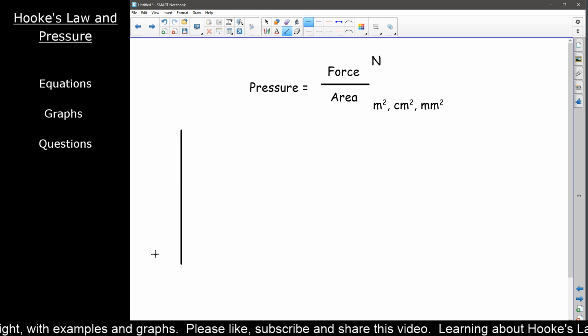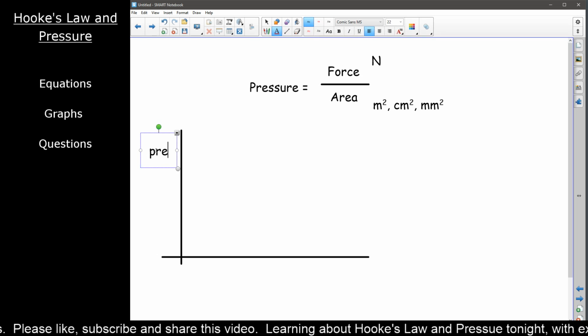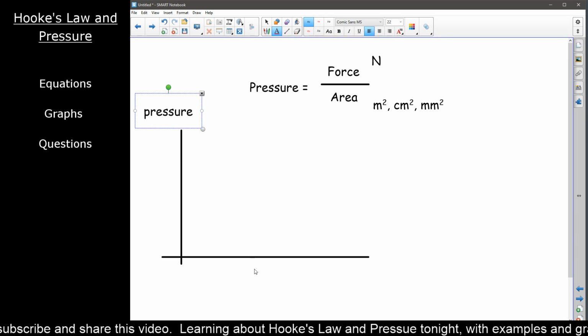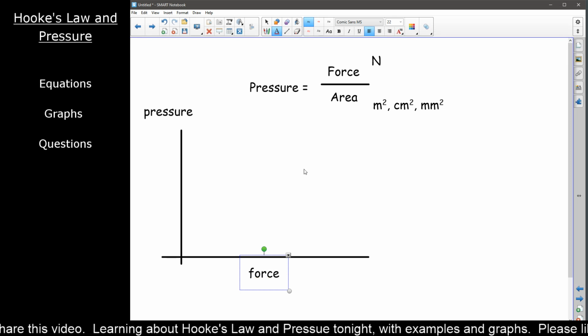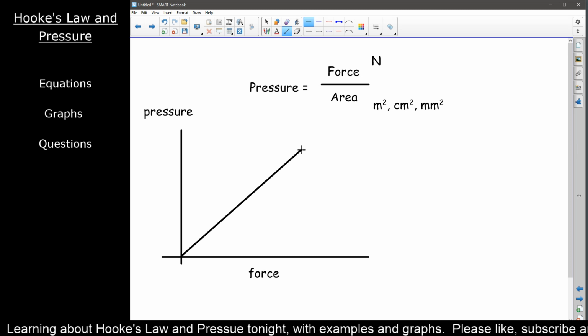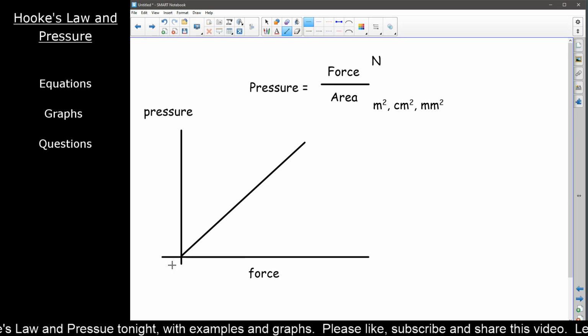Now we've got three variables here, so to make a fair test, we would only change one at a time. If we were measuring pressure, we would put it on the y-axis because it's by itself. If we were measuring pressure up the side and force across the bottom, we would have to keep the area the same. So pressure against force for the same area, these two things are directly proportional. As you increase the force, you increase the pressure, but more importantly, if you double the force, you double the pressure.